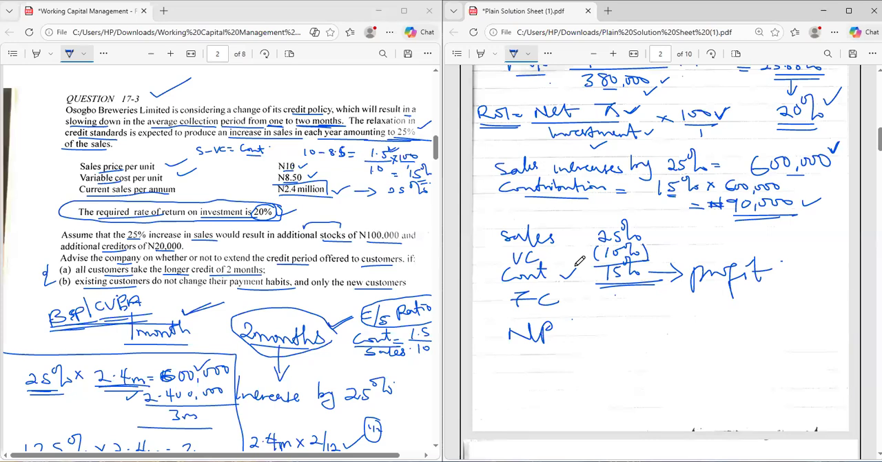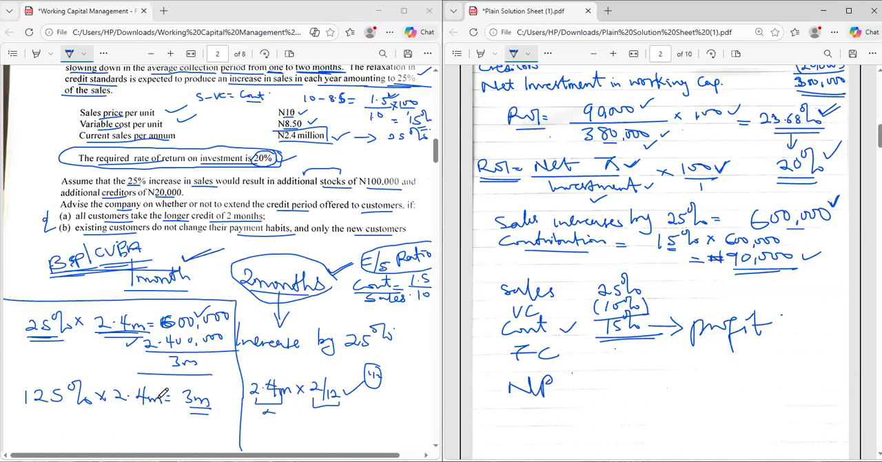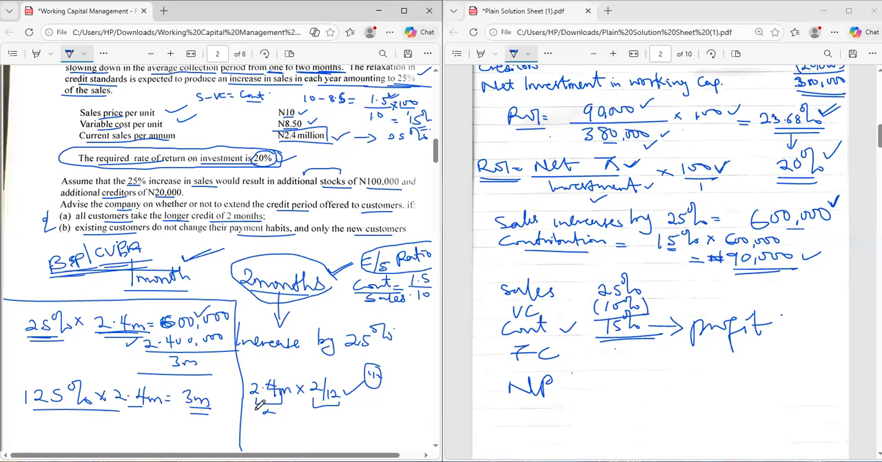For the lady that was complaining about the upper solution, the reason why you are getting that figure is because he put 125% times 3 million. It's supposed to be 125% times 2.4 million. Maybe she is correct, she will hear you now, so she can correct herself. No problem. Thank you for that.